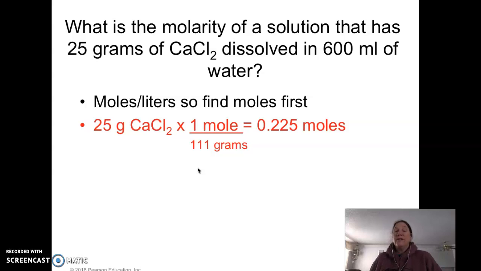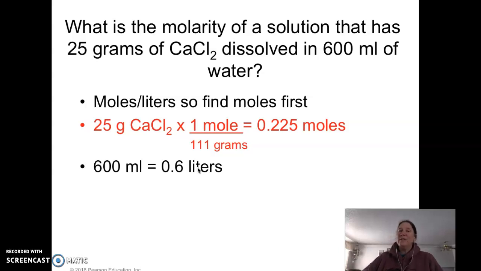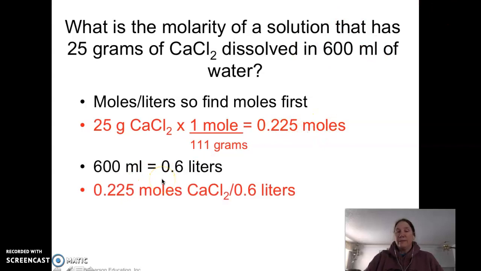So what I've done so far is I found the moles of calcium chloride. And then I have to divide by liters of solution. So if I have 600 milliliters, move the decimal over 3. It's 0.6 liters. That's all you have to do. So now I'm just going to take 0.225, my moles, divided by my liters. That's how you find molarity.